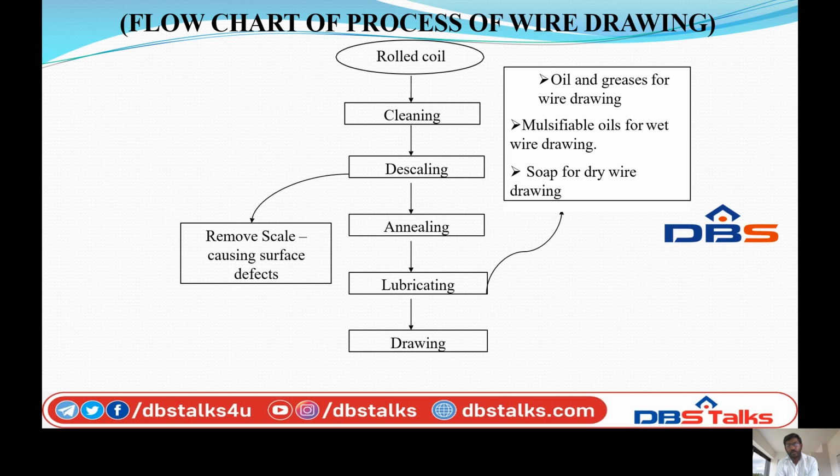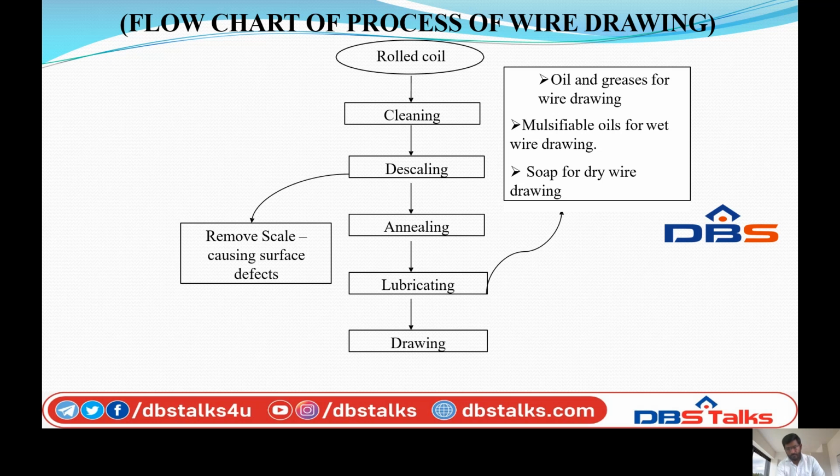So what are the lubricants? Oils and gases for wire drawing, multiple oils for wet wire drawing, soap for dry wire drawing. So these are the lubricants used after the annealing process, completing the lubrication process, and finally the drawing is completed.